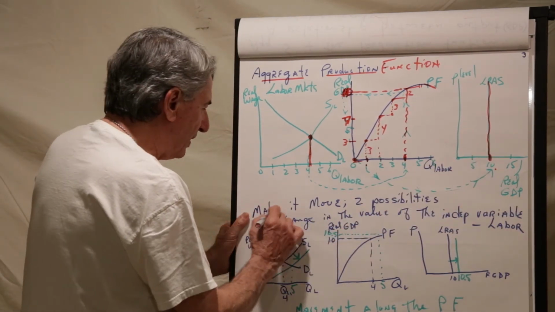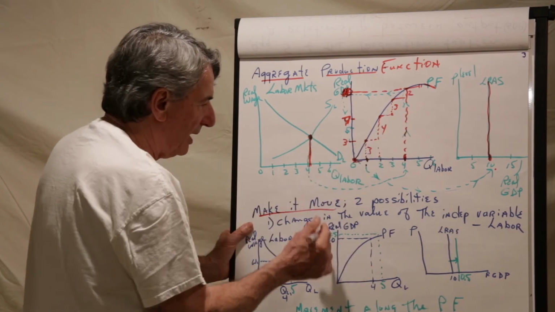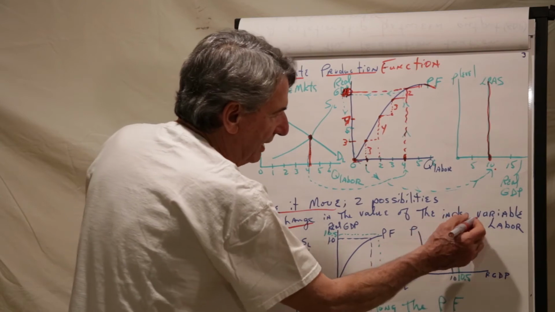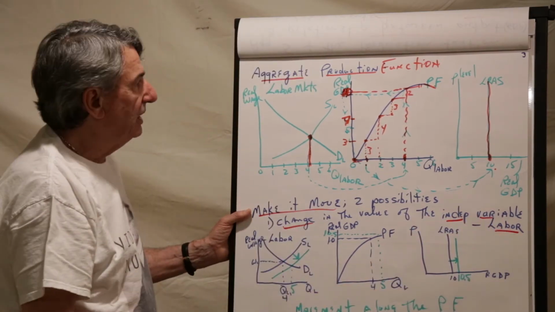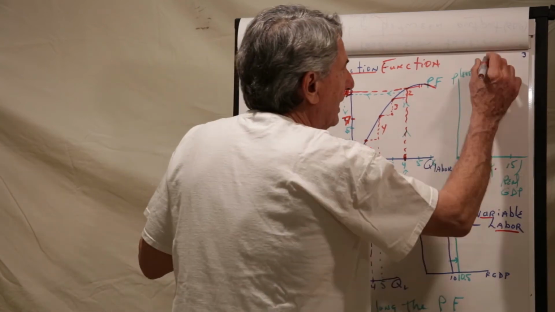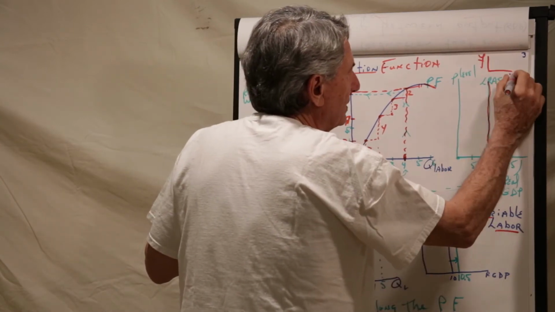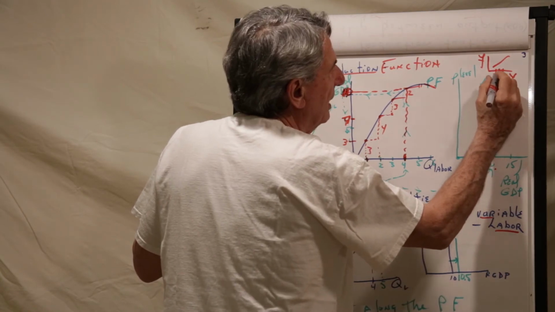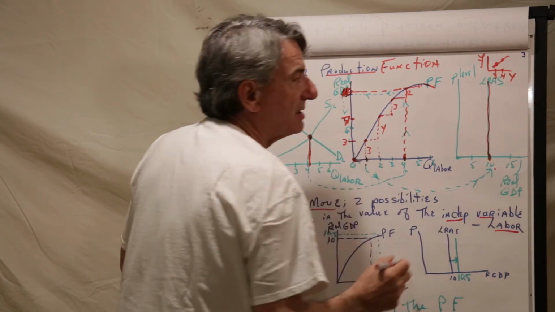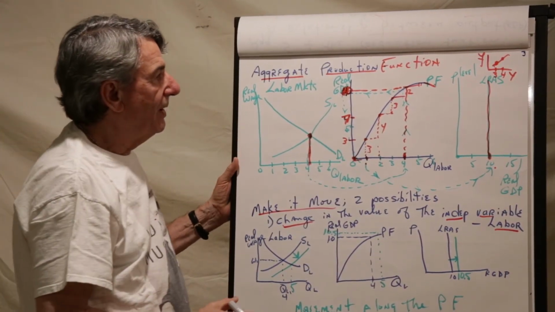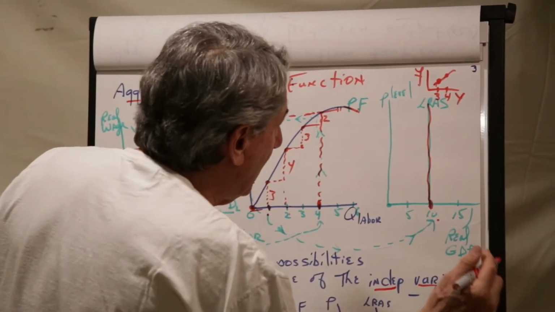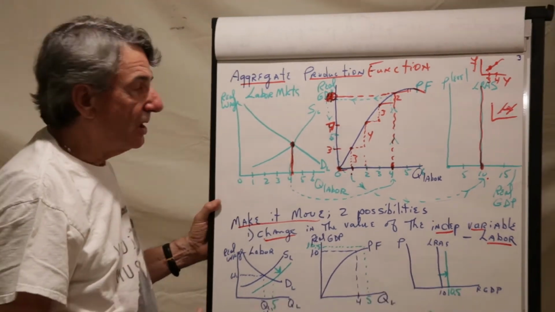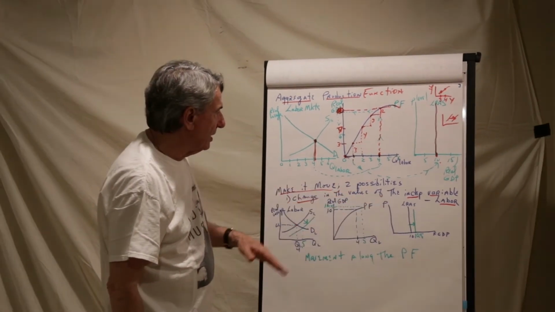Now, if we're going to make it move, that is, if we're going to do something with this model, there are only two possibilities. We can either change the value of the independent variable, which is labor. And you will recall that whenever you have a relationship between x and y, if you change the value of x from 3 to 4, you get a movement along the existing graph. Whereas if you change any of the constants, that will give you a shift. So we're going to first change the value of the independent variable, which is labor.